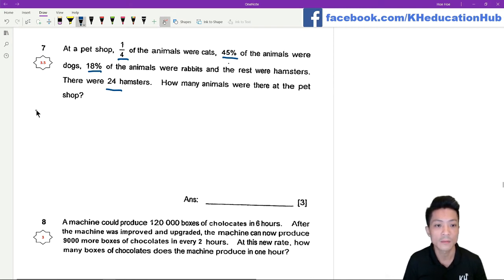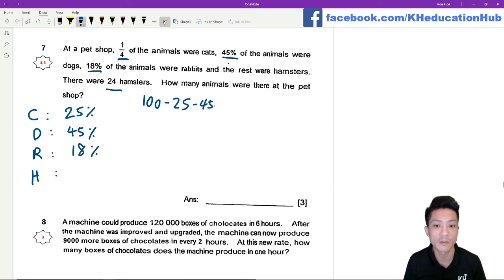Okay, so we know that cats are a quarter, which is 25%. Dogs are 45%. Rabbits are 18%. And the rest were hamsters, which means that hamsters will be 100 minus all of them, right? 100 minus 25 minus 45 minus 18, which is equal to 12%.